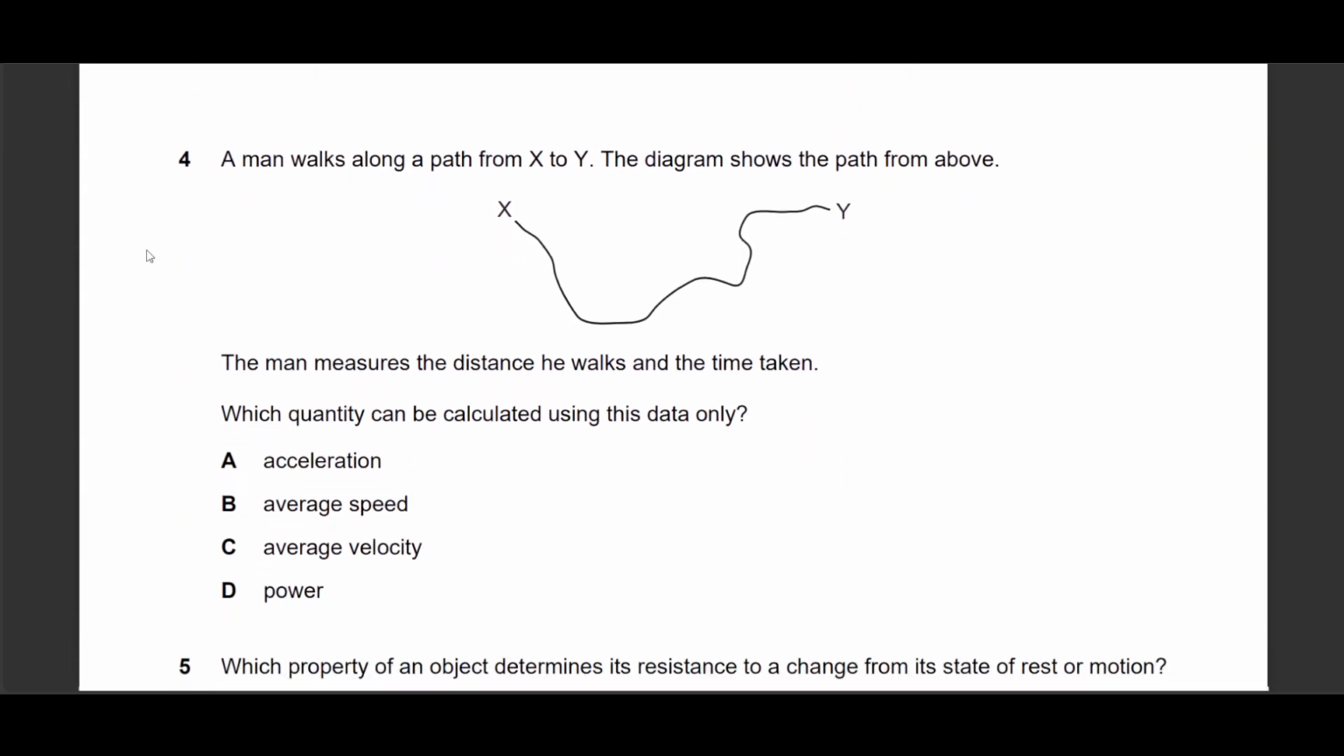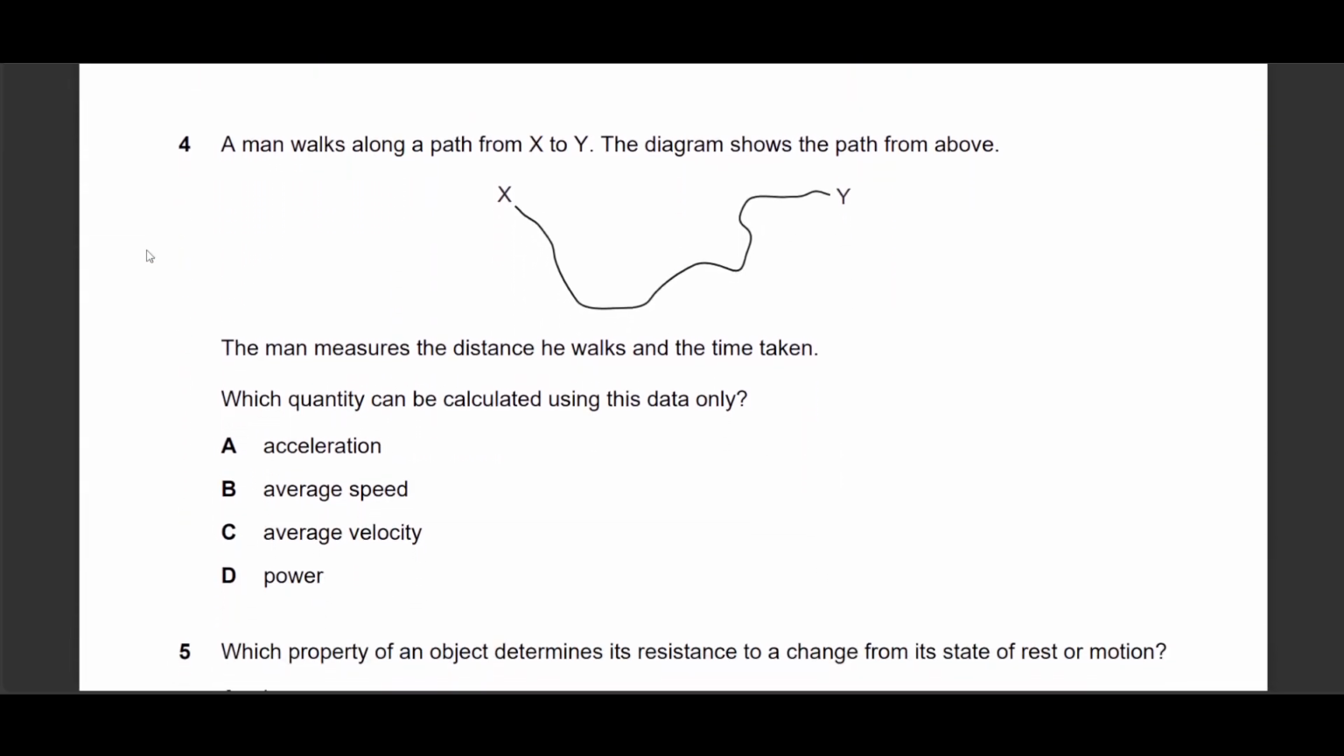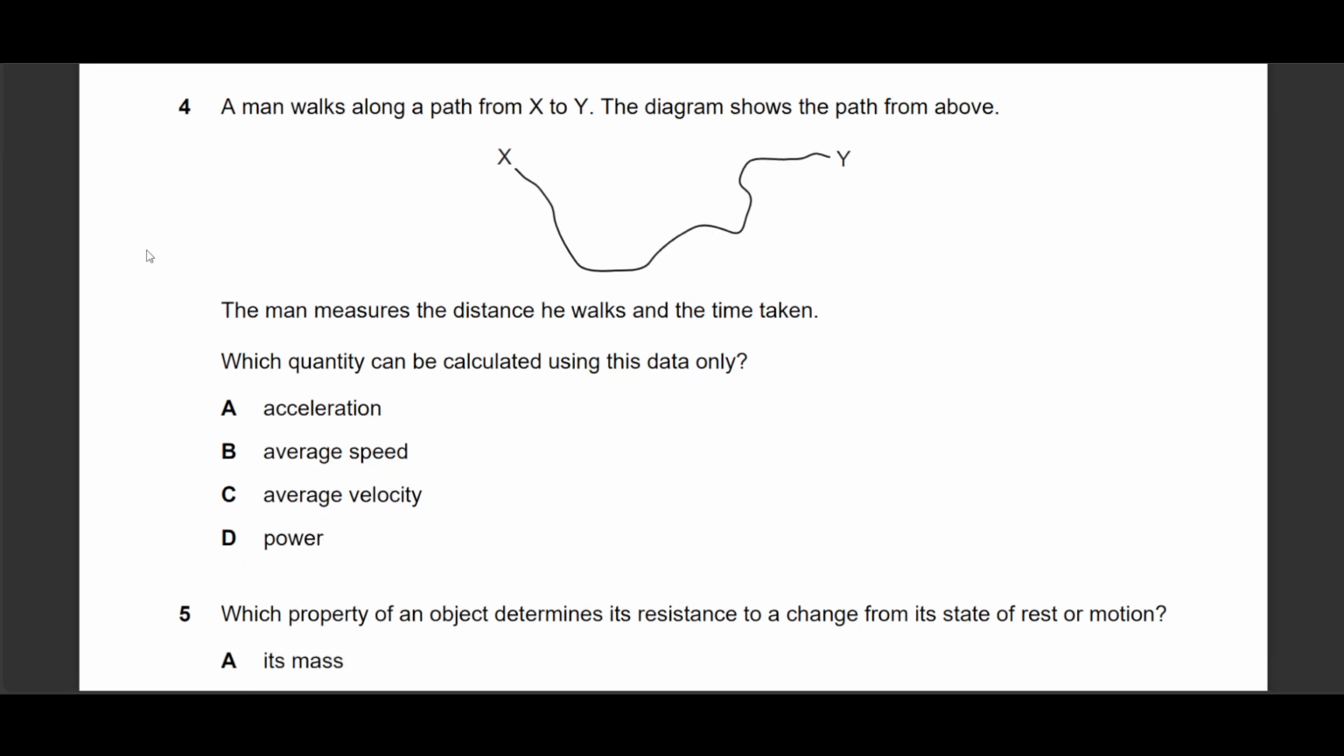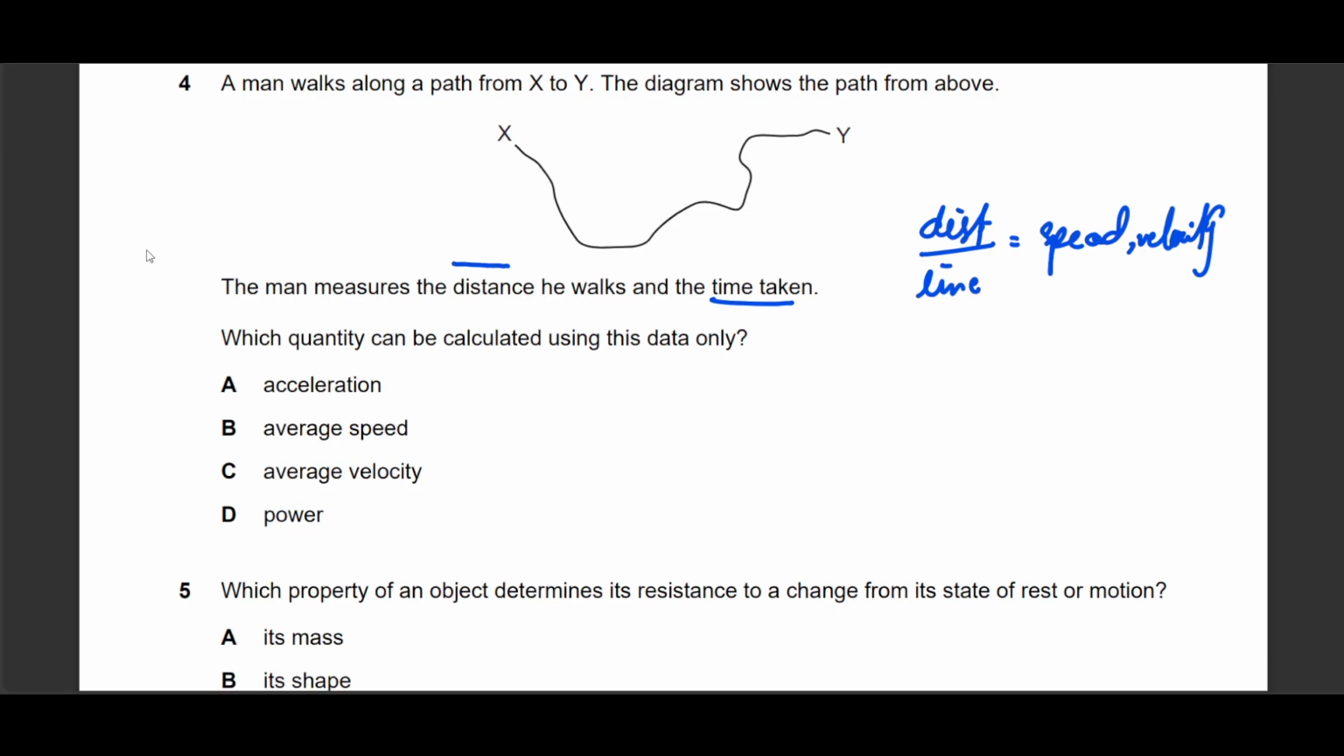Next question is question number 4. It is a very basic common question, at least in the lessons we conduct in the classrooms. He says that a person moves from X to Y in the path shown in the diagram below. A man measures the distance he walks and the time taken, right? So we have some distance and we have some time taken for the process. So I understand this would be either speed or it can give us information about velocity. But let's see. Which quantity can be calculated using the data only?